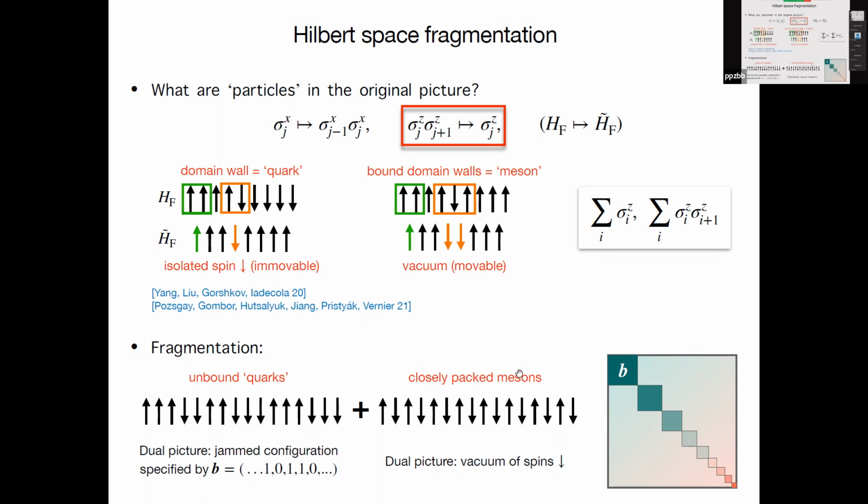Now I join this state to a state of closely packed mesons, so a Néel or anti-Néel state. You see the domain walls are closely packed now. And in the dual picture, that means that spins down will be closely packed. So I'll have a vacuum of spins down. I join the state, and now I apply the Hamiltonian density, for example. And what I get is that in the original picture, the closely packed mesons will start propagating into the sea of quarks. But in the dual picture, it's a nice representation. The particles that are initially jammed are labeled by this B, by the sequence of their species, which is a binary sequence of ones and zeros, and they will start propagating into the vacuum.